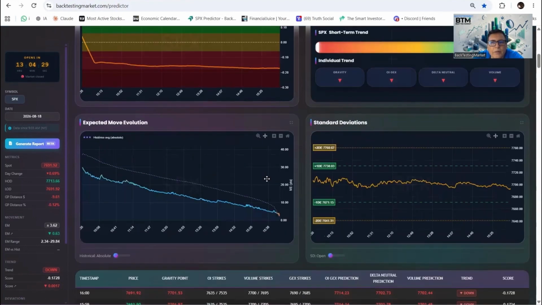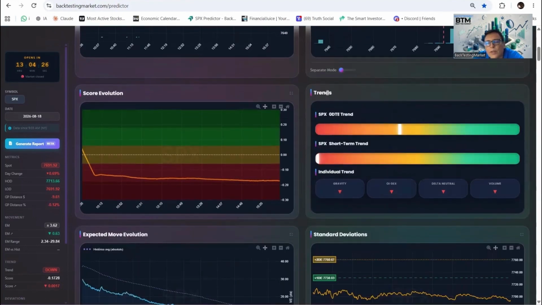Then right here is where the trends are in the day. This is the short-term trend, and this is the long trend. Like, for the rest of the day it's going to be a negative day. And in the short term, it's also showing you where the market is going.